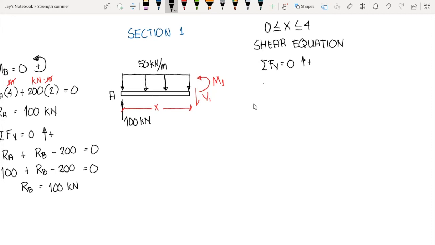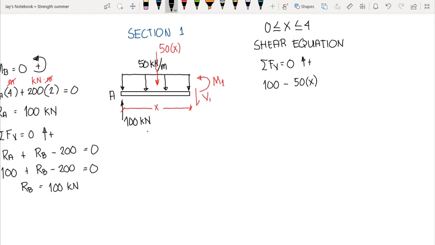Then we have 100, that is this force here. Then we have minus the resultant of 50 kilonewton per meter, and this one here is 50 times the length of action, that is x. That's the length of action. So we have here 50 times x.